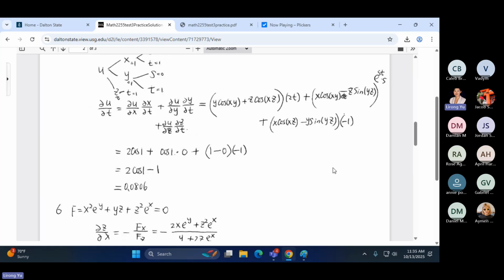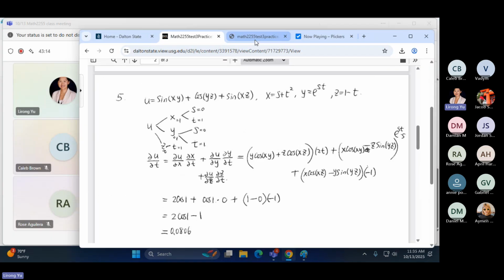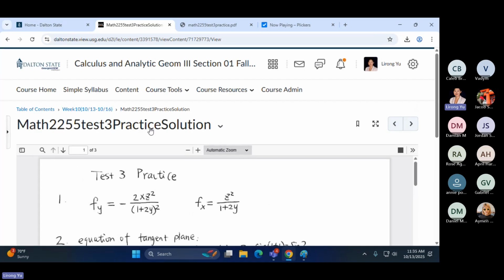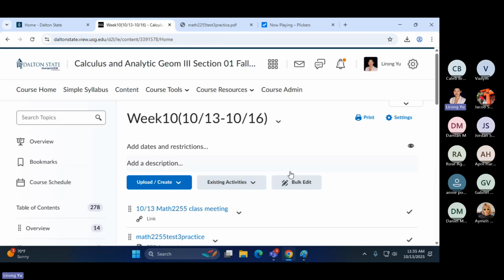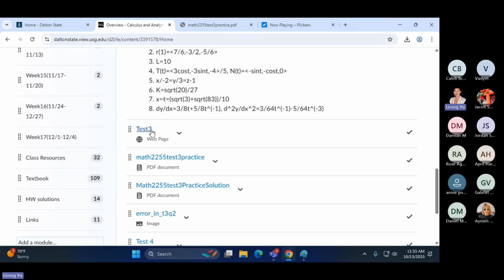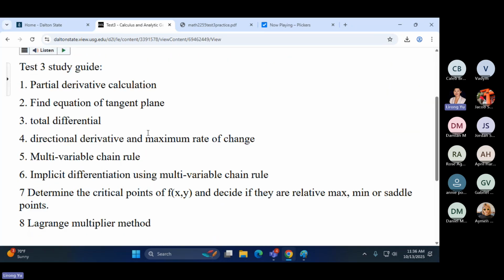So let's briefly go through the rest of the test questions as a study guide, and you can also look at all the other assignments to practice similar scenarios. The study guide for test 3 is: question 1 will be a partial derivative calculation, so it could be any of those multivariable functions. Find the partial derivative for it. It could be a degree 1 partial derivative, or a degree 2 partial derivative. There's a wide variety of questions in the homework.